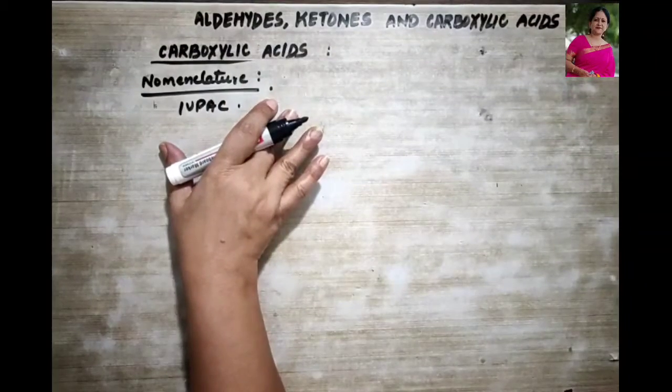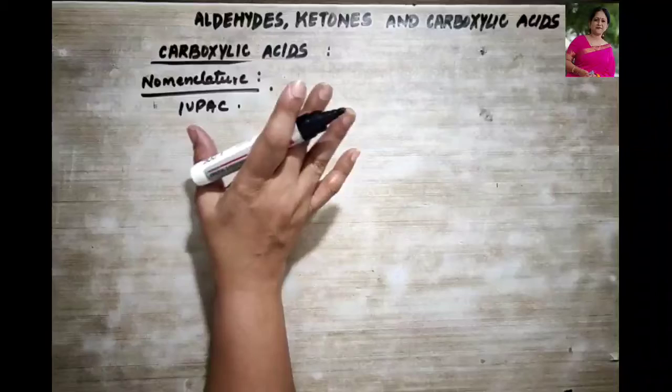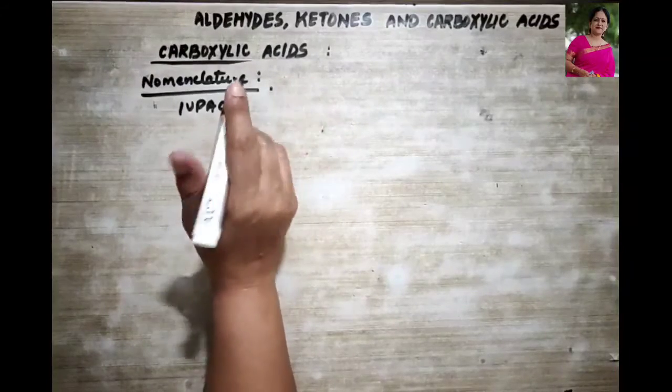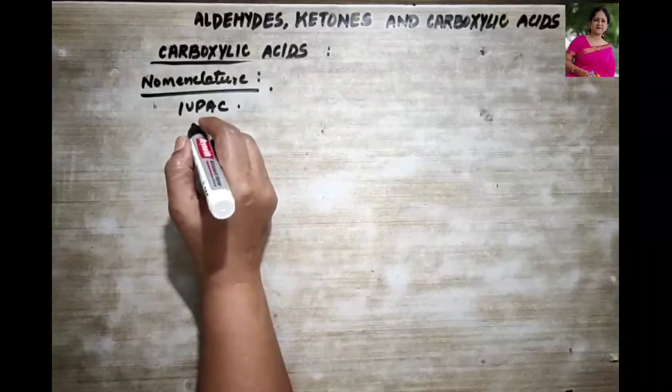In the IUPAC system of nomenclature, the monocarboxylic acids are named as alkanoic acids.